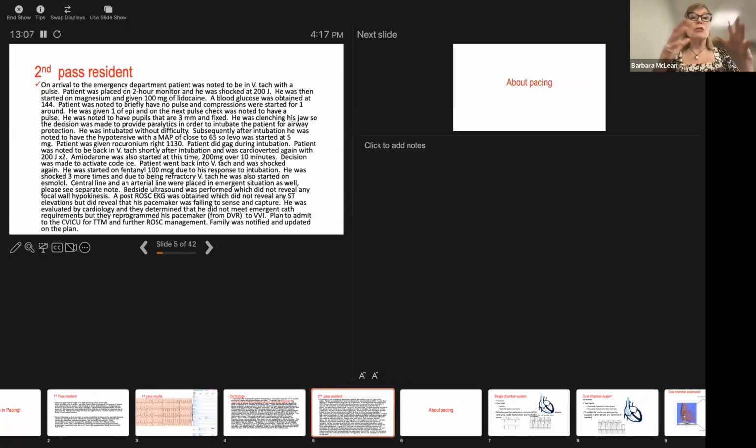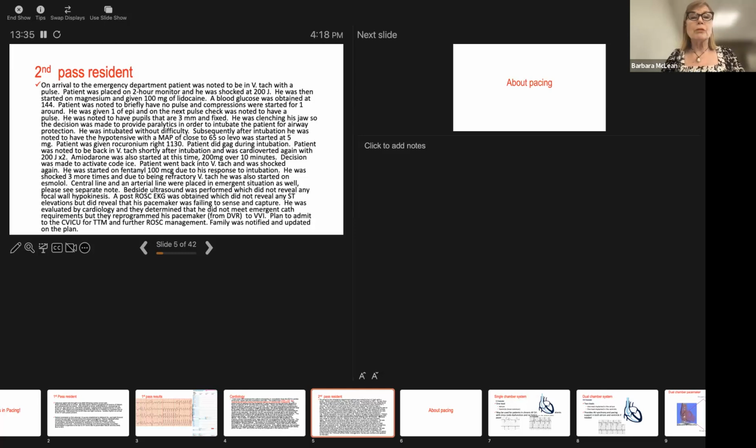Now the resident actually explores this much more significantly. And he says, okay, he was shocked at 200 joules, which probably was more on the side of cardioversion, although remember, cardioversion typically is going to be about 100 to start, and then you move to 150, and then you can move to 200. His blood glucose was 144, so that wasn't the problem. They did do some compressions because he didn't have a pulse. He got epi, has a pulse.